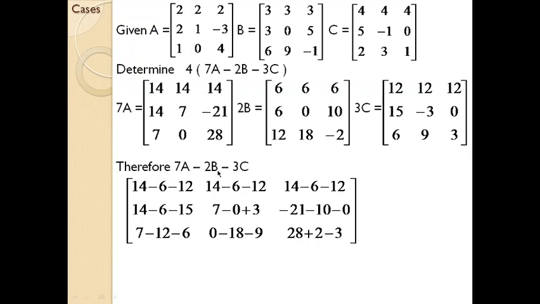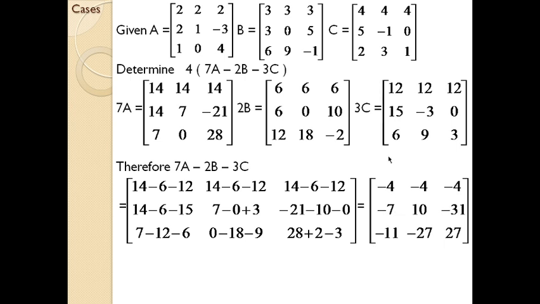So by taking each element of each matrix and subtracting them from each other, you will solve this matrix into this one. So by solving 7A minus 2B minus 3C, you will get minus 4, minus 4, minus 4, minus 7, 10, minus 31, minus 11, minus 27, and 27. Now we have the value of the matrix within the brackets.